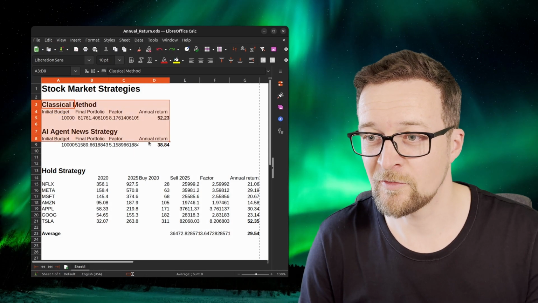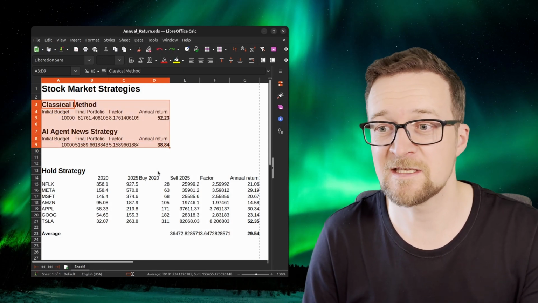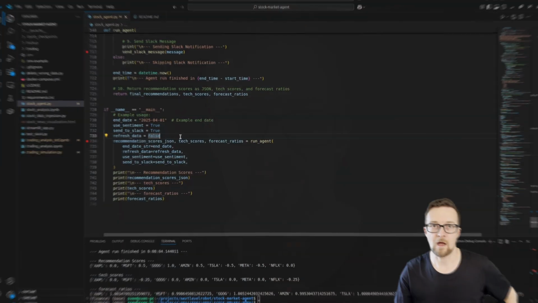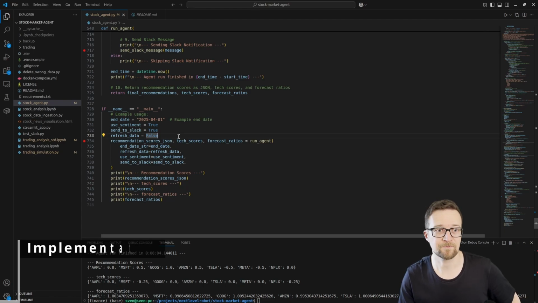I wish I had this tool already 5 years ago, because these figures are just overwhelming. Today I show you how to build an AI stock market analyst. I'm going to show you exactly how this works and compare a classical approach with the AI agent. Alright, let's dive into the code.